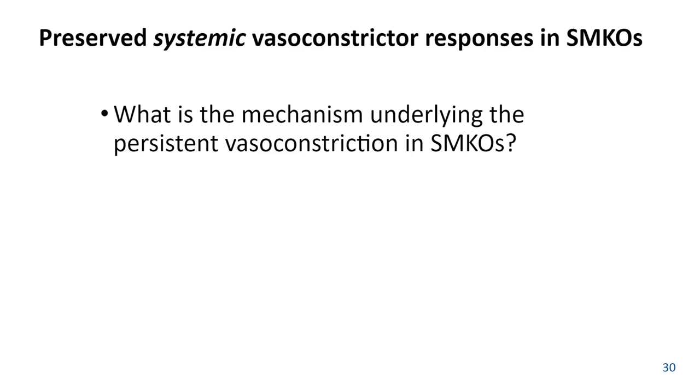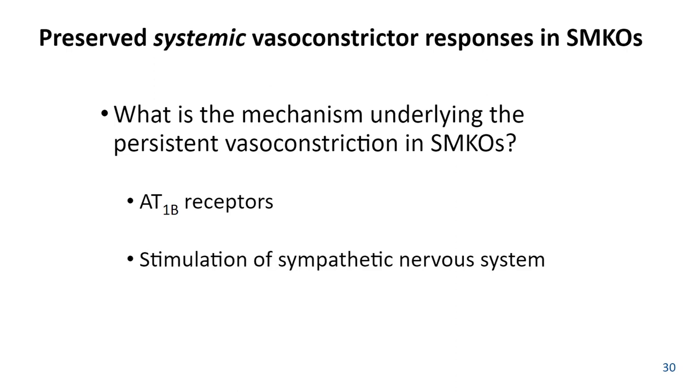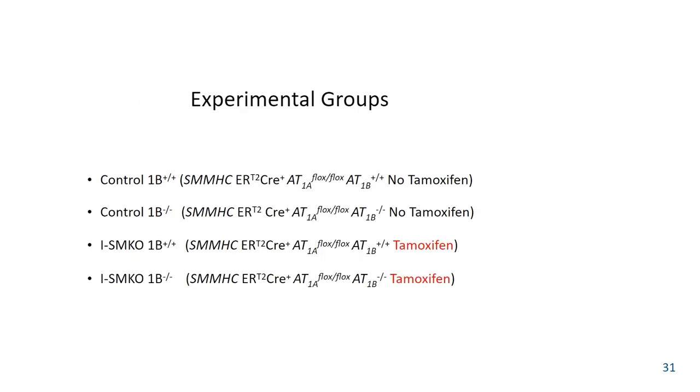So what is the mechanism? Here's what we're thinking. One is the persistence of AT1B receptors, and maybe even upregulation of those receptors, could be responsible. Could it be a stimulation of the sympathetic nervous system? That's what I'll talk about a little bit more, and we'll have some experiments to define that. There has been some work with the global knockout mouse to show that they have an enhanced sympathetic nervous system, that these two systems are linked.